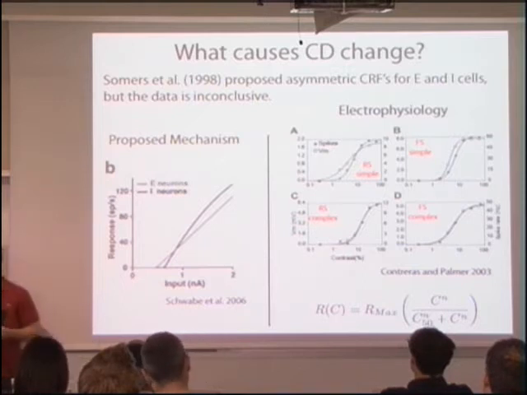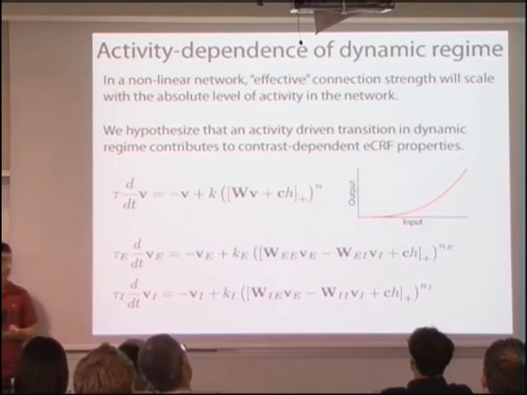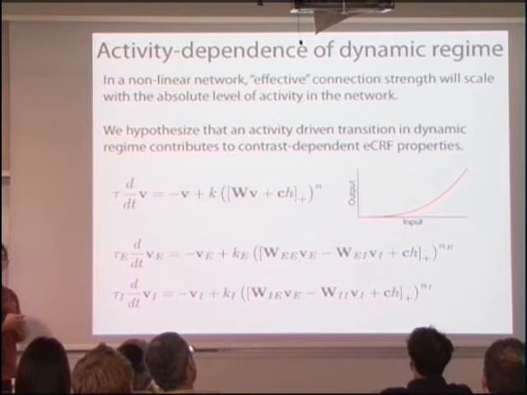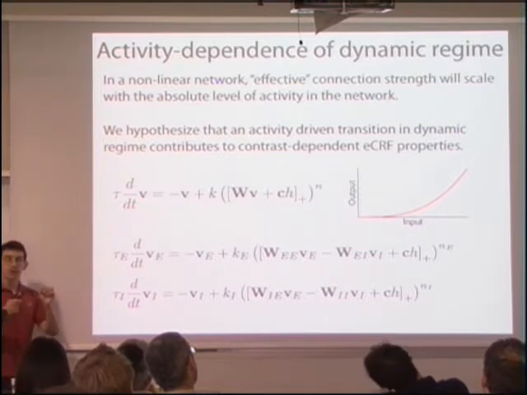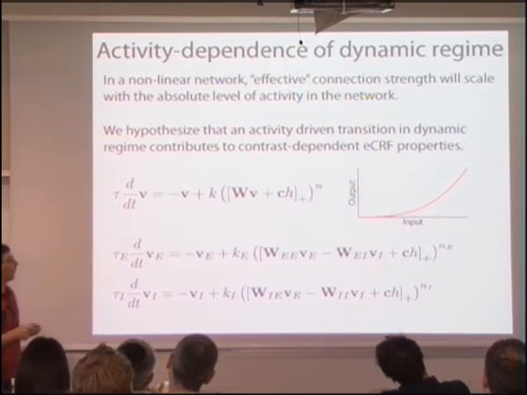So I say the data is inconclusive, and we might want to look for other mechanisms. And so what we hypothesize as an alternative mechanism for getting these contrast-dependent changes is a network that could transition between dynamic regimes. And the way it would work is like this.